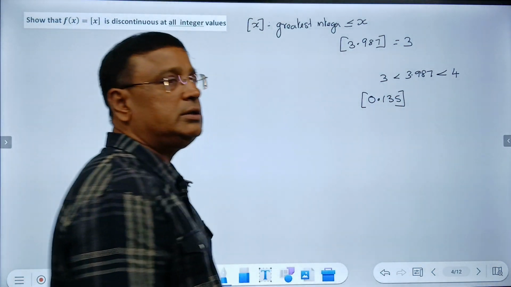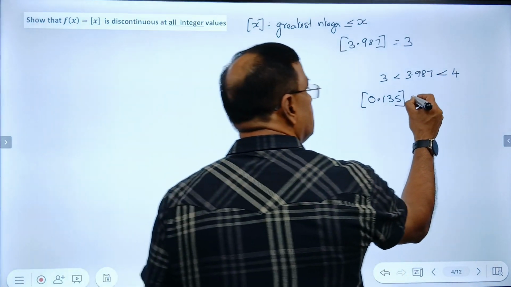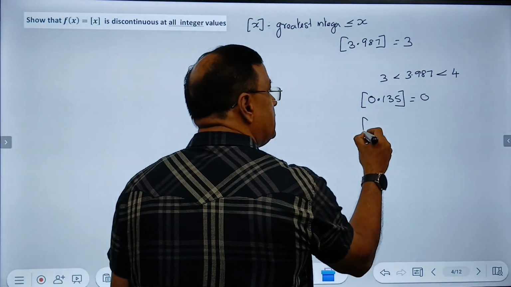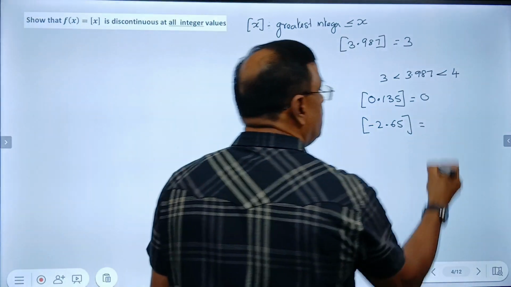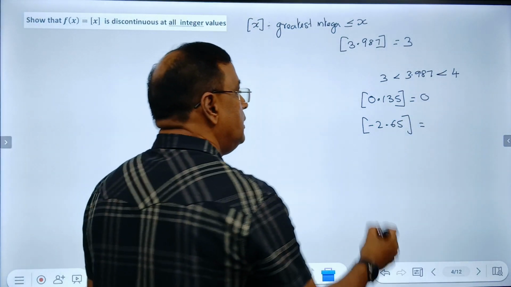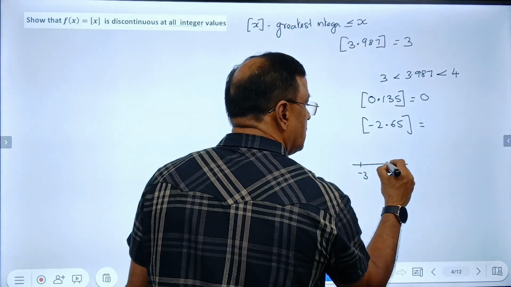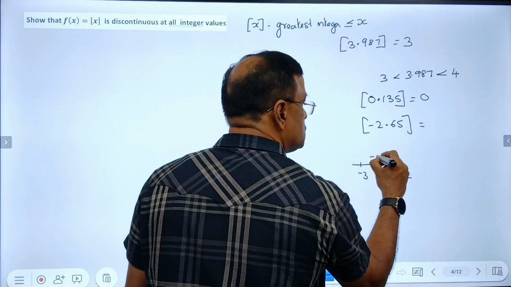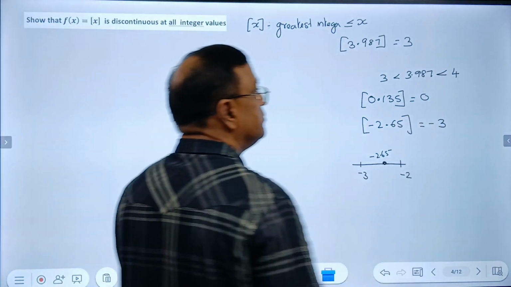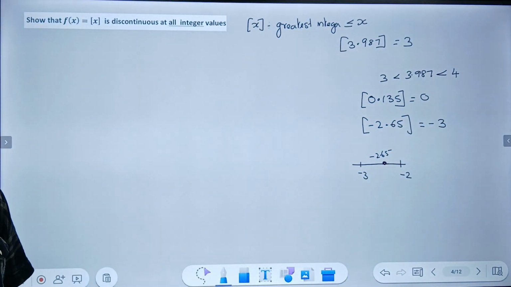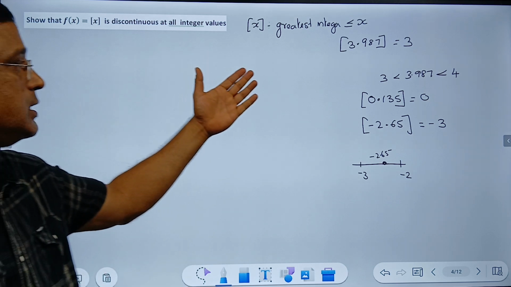Okay. Now what is the value of, for example, I'll take another one, 0.135? You know, 0.135 lies between 0 and 1. So the smaller integer is 0. So what is the greatest integer value of minus 2.65? Minus 2.65 lies between minus 3 and minus 2. So the lesser integer is minus 3. So all this you have done in class 11th. So I'm not going to repeat it, just for your understanding I've written it.